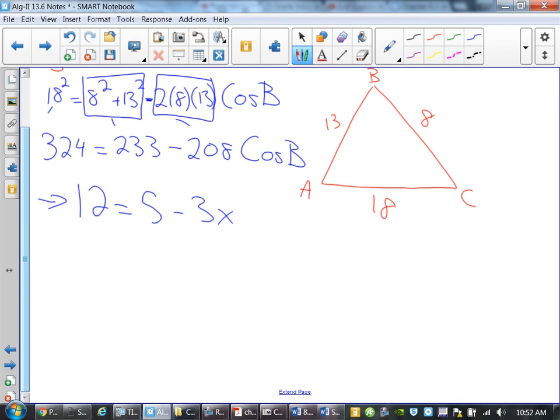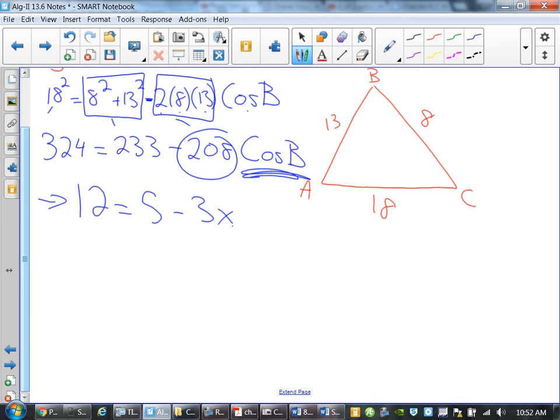No. What I'm doing here is, all I'm doing with this part is this, it's 2 times 8 times 13 times the cosine of b. I'm basically figuring out what's the coefficient in front of the x. Because my unknown here is dealing with the cosine. And this is where it gets a little bit weird, because it's something times the cosine of some angle. So there's an extra piece in there.